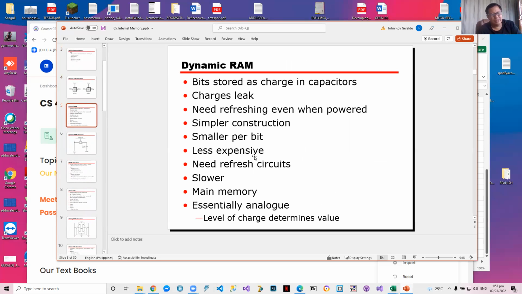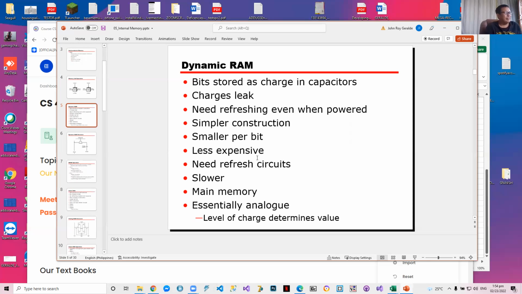Dynamic RAM, no, or static or dynamic, no. Bits are charged in capacitors. This is the DDR, no. Bits are charged in the capacitor. A capacitor is like a small battery. It can have a charge or it can lose a charge. Although charges leak, no. When you read out, the problem with a dynamic RAM is when you read from it, the previous charge is lost.